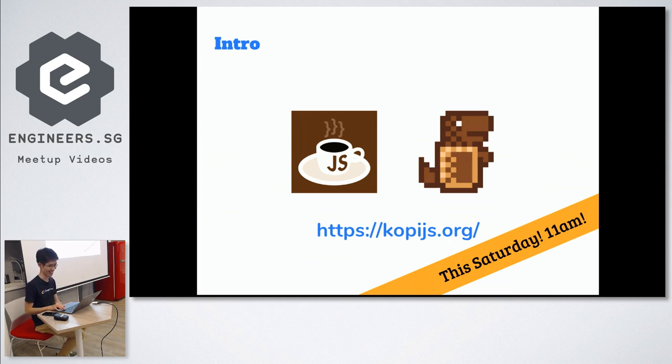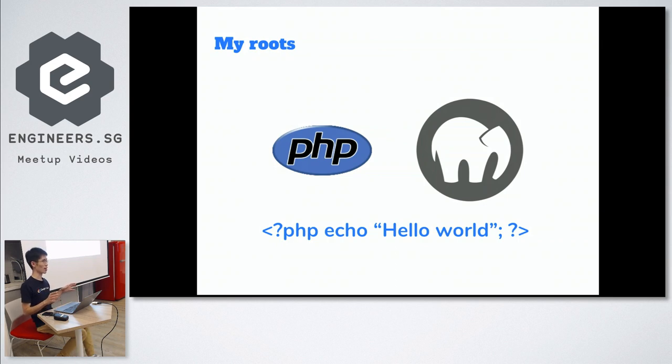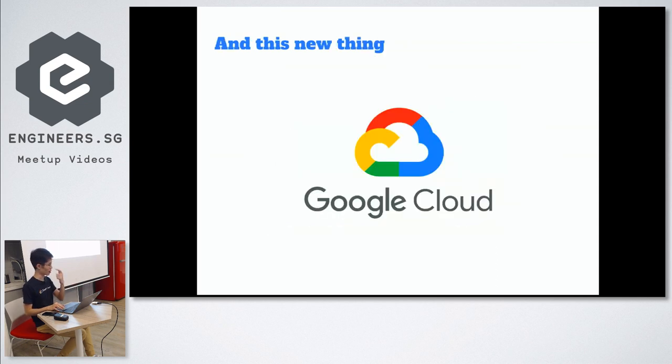So today what I'm going to share is my experience creating a simple PHP application on Google App Engine. The motivation is that I started PHP programming in 2011, and the usual thing I go to is PHP with MAMP, because I use a Mac. This year, there was the first year birthday party bash for the Google Cloud Data Center. So I went over there and saw a lot of new products.